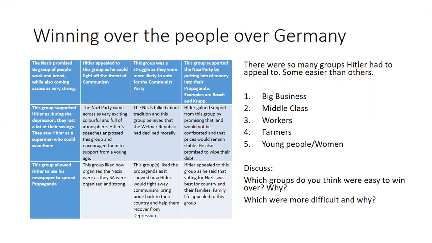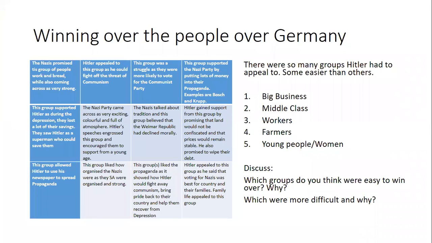The Nazi Party came across as very exciting, colourful, and full of atmosphere. Hitler's speeches engrossed this group and encouraged them to support from a young age. The Nazis talked about tradition, and this group believed that the Weimar Republic had declined morally. Hitler gained support from this group by promising that land would not be confiscated and prices would remain stable. He also promised to wipe their debts.